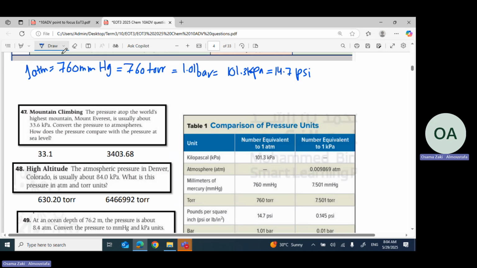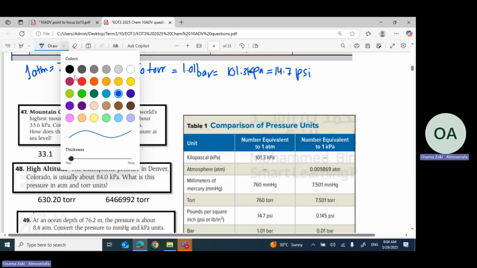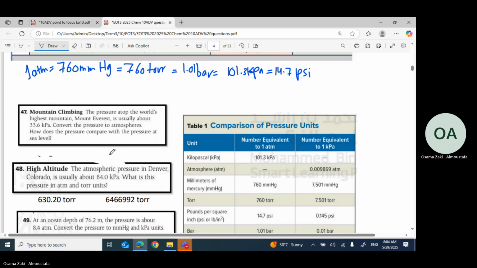So maybe in the exam this table will be mentioned, maybe not. So it's better to memorize it. Okay, so let's try to solve questions here.